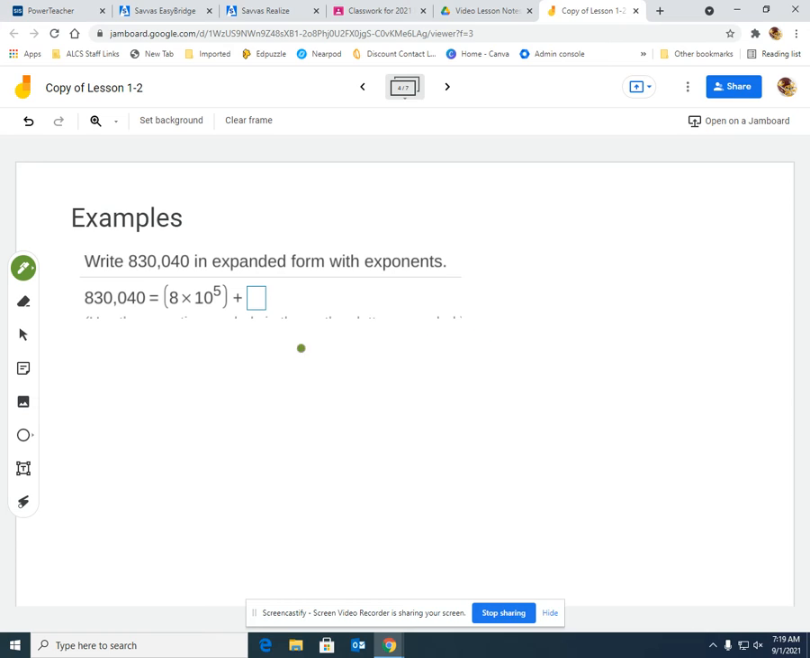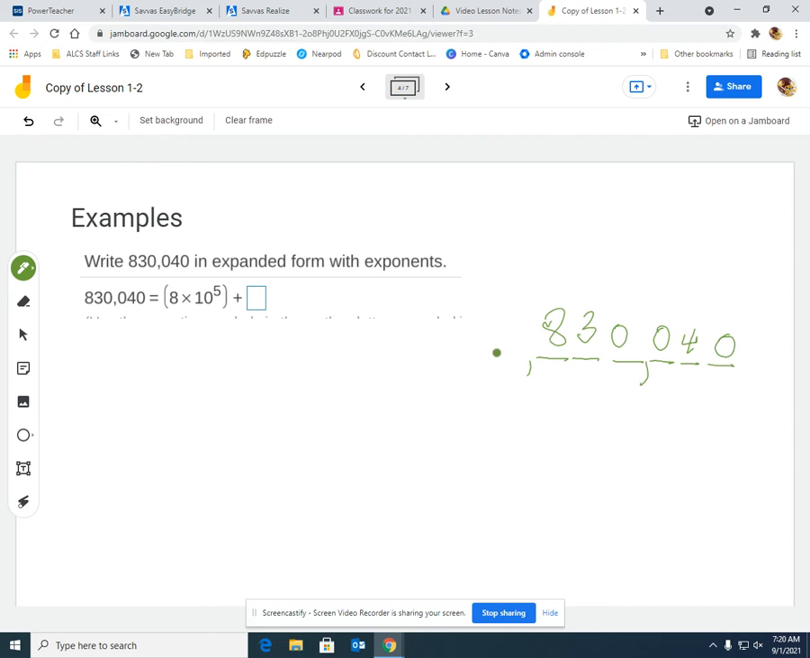One thing I would like you to do is to look at the place value chart. I've got my ones, my tens, my hundreds, my 1,000, my 10,000, and my 100,000. And then I would just write that down, 830,040. So this zero is in the ones place. That 4 is in the tens place. There's a 0 in the hundreds place, a 0 in the thousands place, a 3 in the 10,000s place, and an 8 in the 100,000s place.